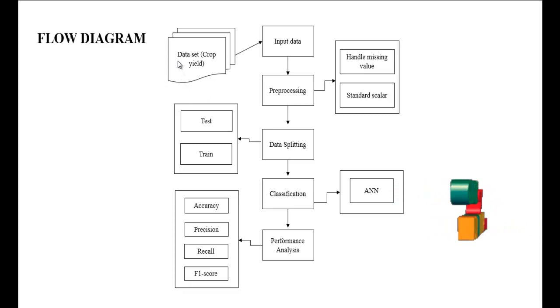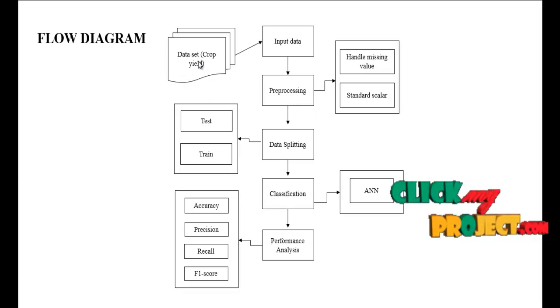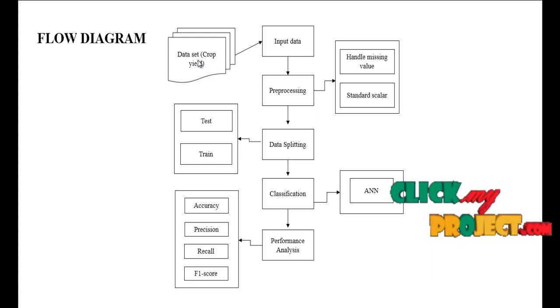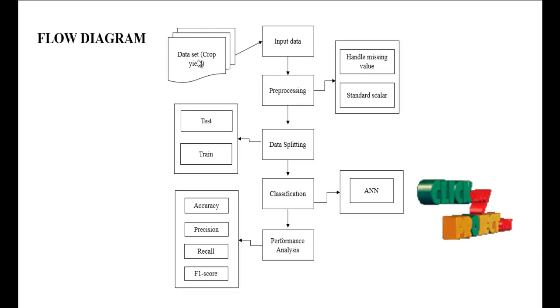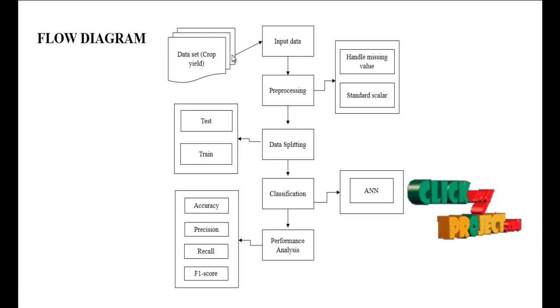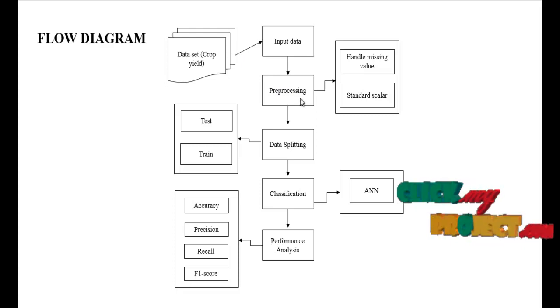First we have to take the data set. Our data set name is crop yield. The data set is taken from data set repositories like GitHub, UCI repository and so on. After that, we have to take the input data from the data set. Then we have to pre-process the data.